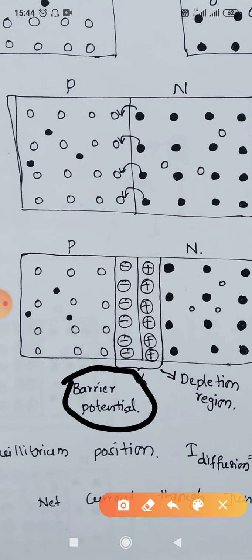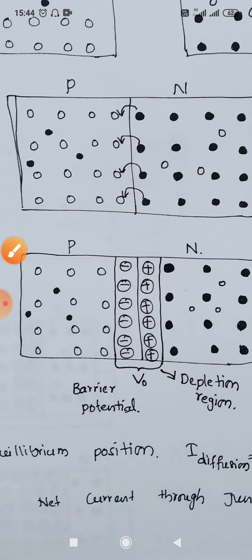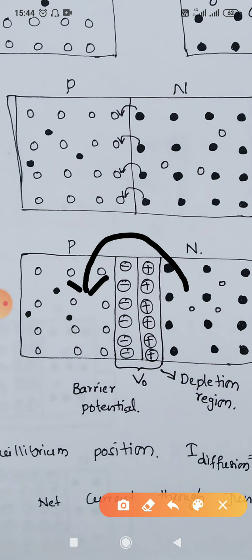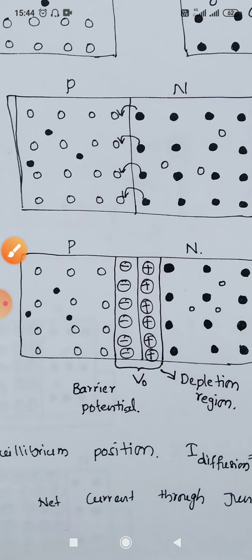We call it barrier potential because when this barrier potential is formed, the electron present on the n side cannot easily go and join the p side. So the diffusion of electrons from the n side to the p side reduces because of this barrier formation. That is why this is called potential barrier, and the voltage across this is V naught.